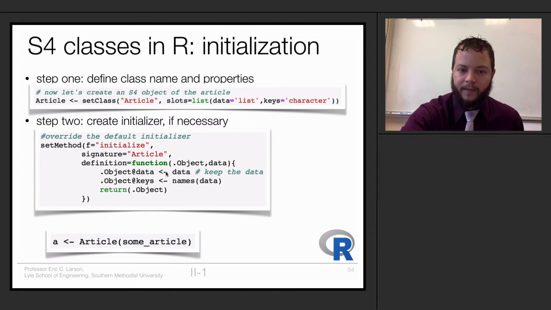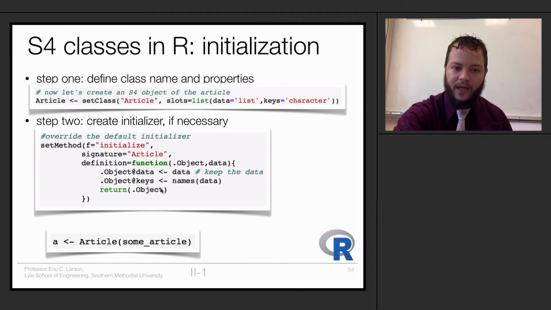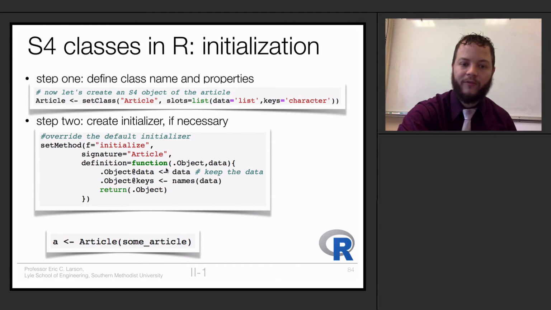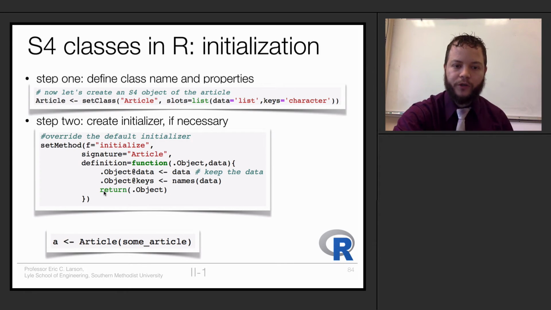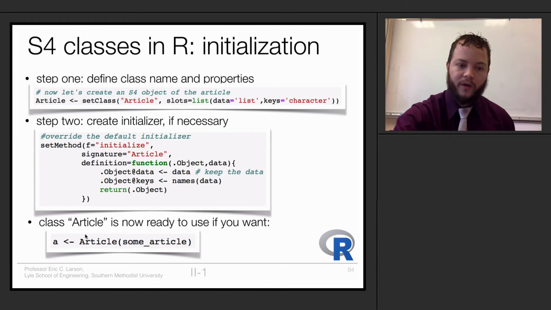So object at data will be equal to data, and object at keys will be equal to all of the names that are associated with data. So data right here, I'm assuming it's a list. And it's basically like a dictionary where I have data and I have names associated with it. So it's key value pairs. So these are the keys, and data itself will hold the values for that. What I'm going to return here is dot object, which is something that I'll always have to do inside of the initialization procedure.